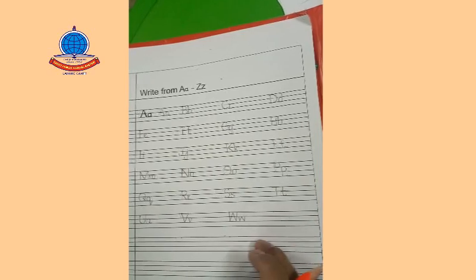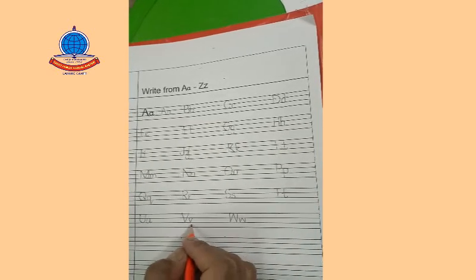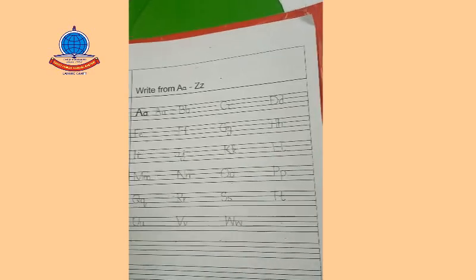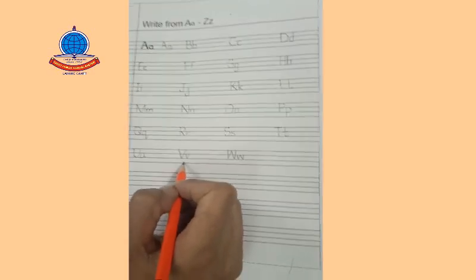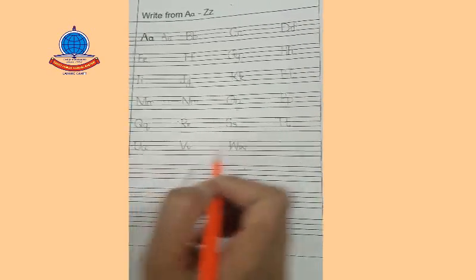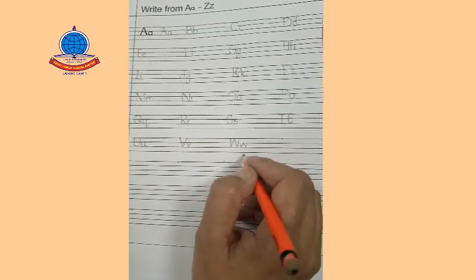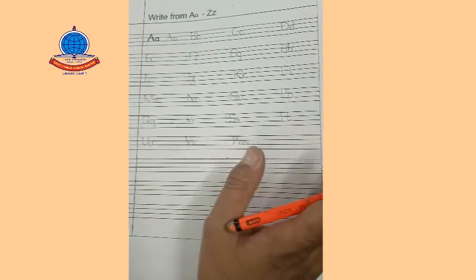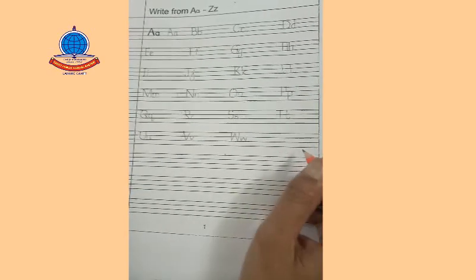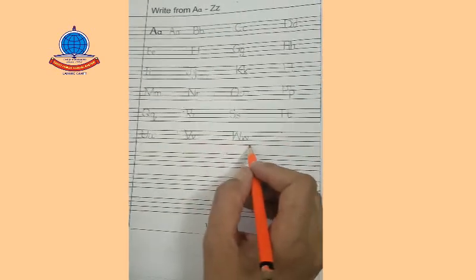Sometimes the sound of V is like W, but the difference between the sound of V and W is that the sound of V is thin. V. And the W sound is W. Okay, it's a little bit thick. You can say W. Your lips go round. V, W.